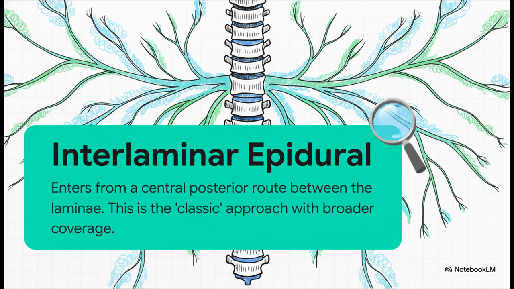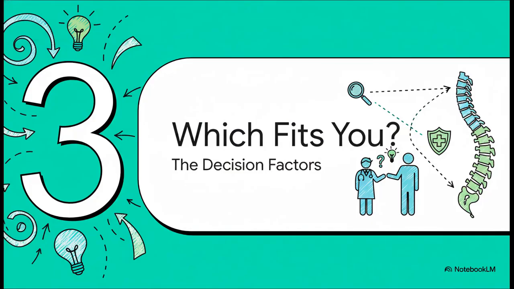This one comes in from the back right in the middle, between the lamina. And the lamina are just the bony plates that make up the roof of your spinal canal. This path lets the medication spread out more, which can be exactly what you need when the pain is a little more widespread. All right, so we've got the what down.